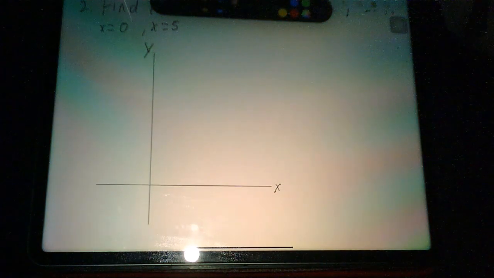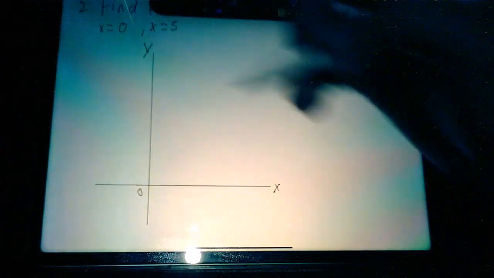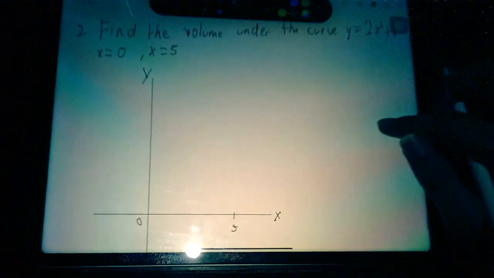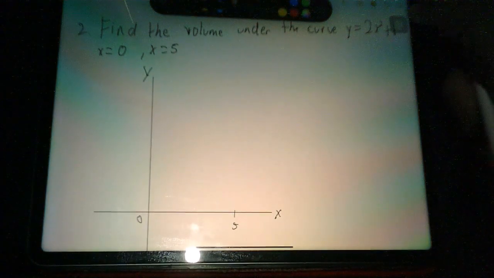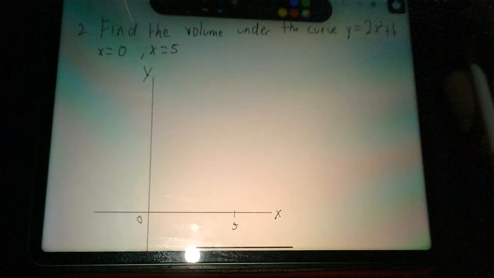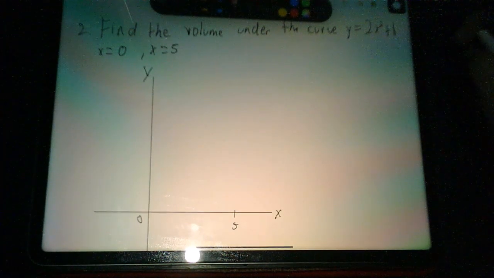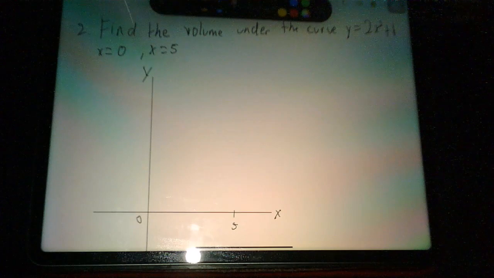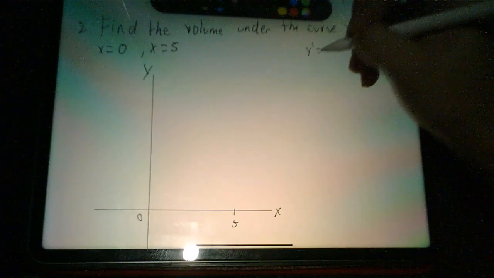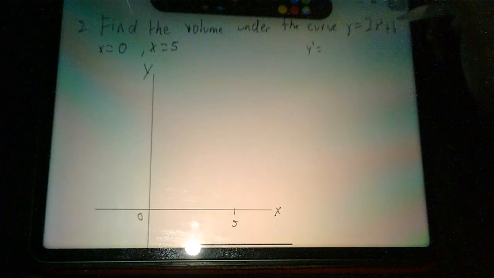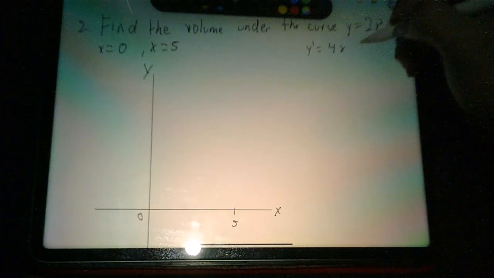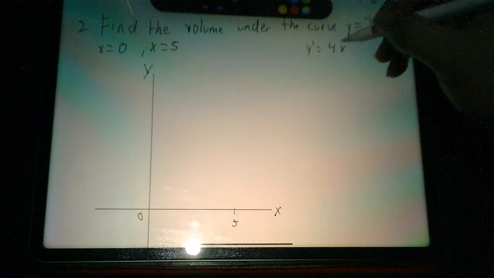So our x here is 0, and let's say this is 5, and our y here is a parabola. Now we need to differentiate this in order to get its points and its vertex. So y prime is equal to the derivative of 2x squared plus 1, which is just 4x dx. 4x.